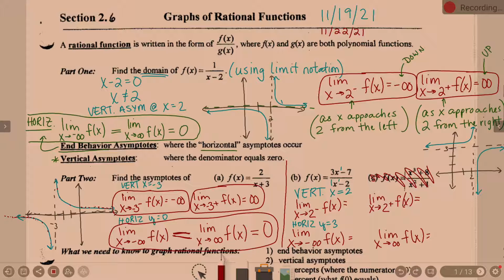Okay, the limit as x approaches 2 from the left. So that means I'm going to find my graph, and I'm going to come from the left. So I'm going to get on the left side of my graph, and I'm going to come over here. Where's my graph going as we approach 2 from the left? It's going up, yes? And up is positive infinity.